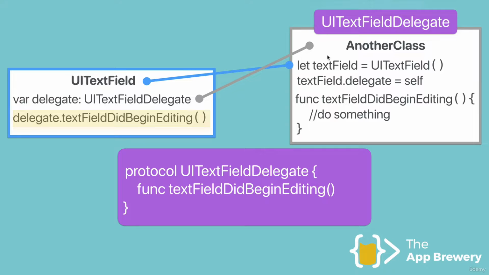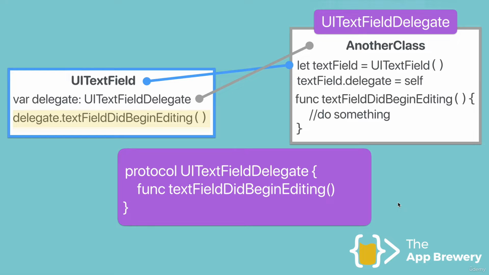And the best part of it is that the UI text field doesn't have to change. It doesn't need to know about this other class. It doesn't need to know its identity. It doesn't need to know what methods it has, what properties it has. All it needs to know is that it conforms to the data type of the UI text field delegate protocol, which means that it's assured that whatever class it is has a method called textFieldDidBeginEditing, which it can trigger by calling delegate.textFieldDidBeginEditing.